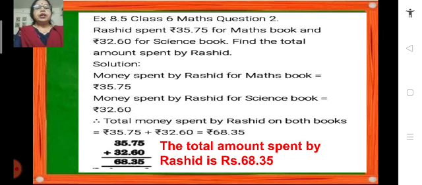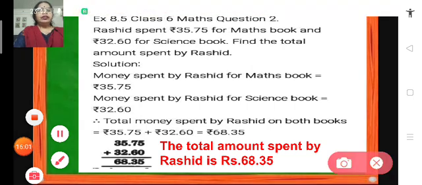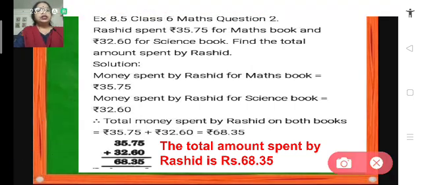Now, coming to question number 2, we have a word problem here. Rashid spent rupees 35.75 for a maths book and rupees 32.60 for a science book. Find the total amount spent by Rashid. We have to add the given numbers. So the money spent by Rashid for the maths book is rupees 35.75 and the money spent for the science book is 32.60. So what is the total amount?